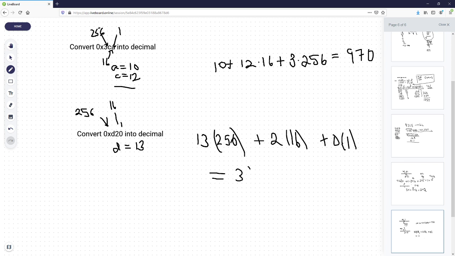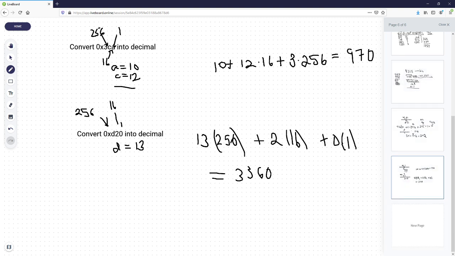So, 3360. All right. So, cool. I think that's enough of converting hexadecimal into decimal.